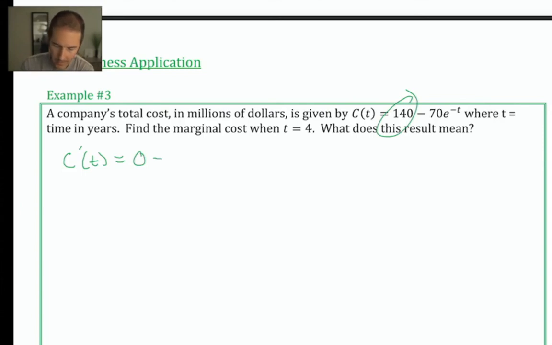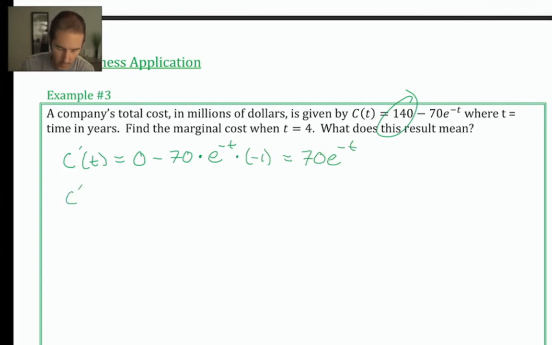And then minus 70 times, now we need the derivative of e to the negative t. That is e to the negative t times the derivative of the exponent. This is chain rule again. Derivative of that exponent is simply a -1. Therefore, the -70 times the -1 makes a +70, and we have e to the negative t. So that is your marginal cost function.